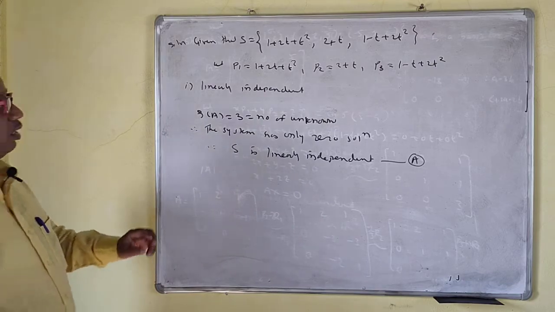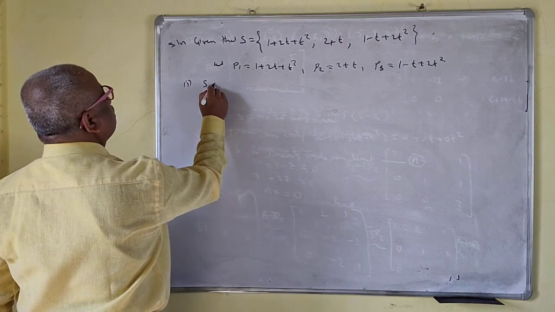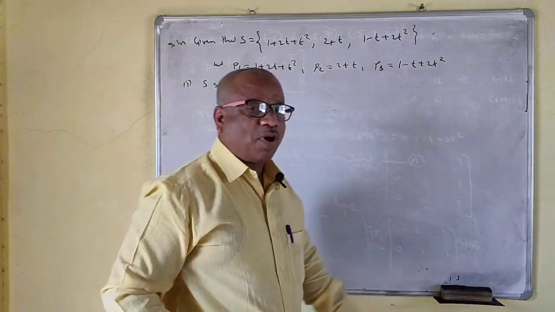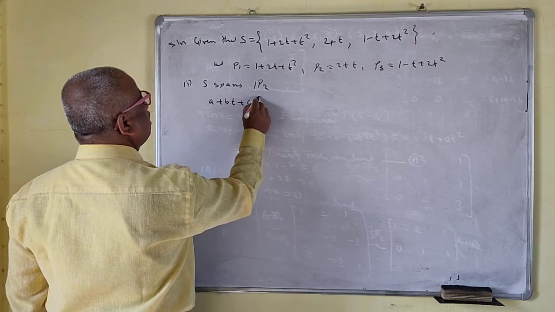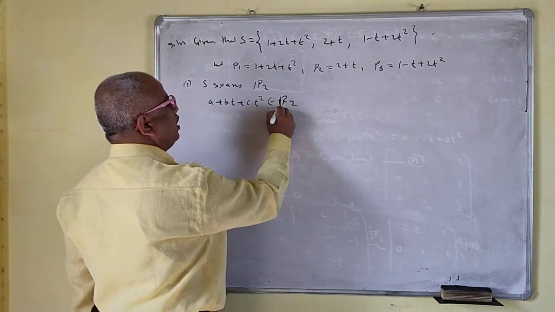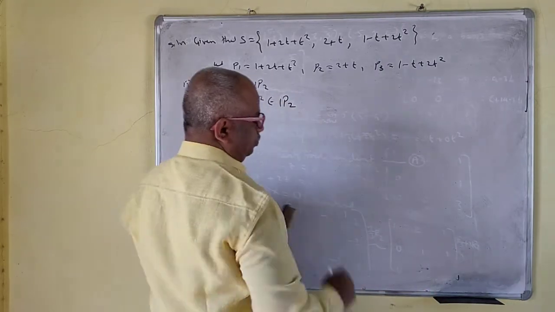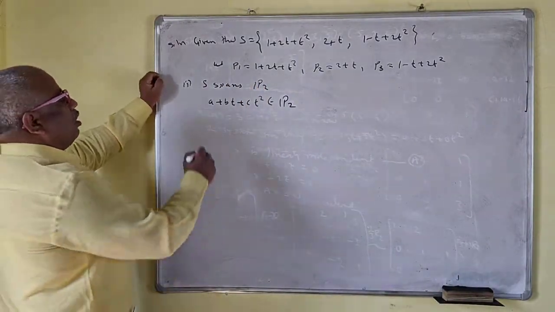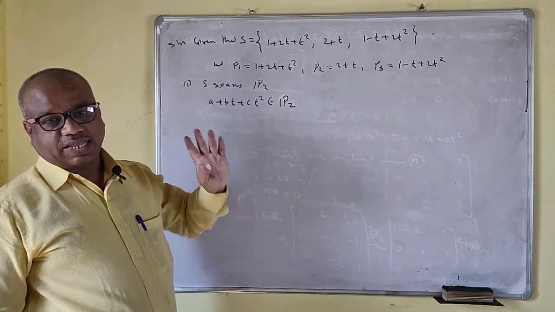Now we want to prove that S spans P2. So we'll take any polynomial from P2, a plus bt plus ct square, which belongs to P2. P2 is the set of all polynomials of degree less than or equal to 2. Now what we have to prove is that any vector of P2 can be expressed as a linear combination of the vectors in S.